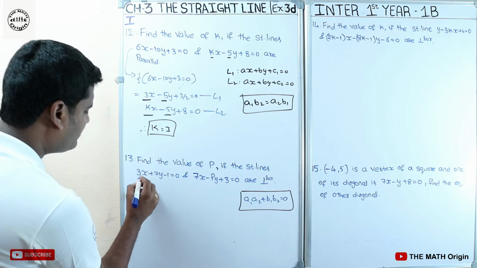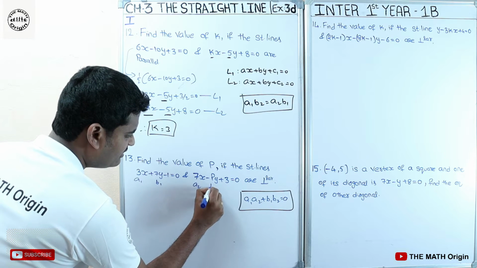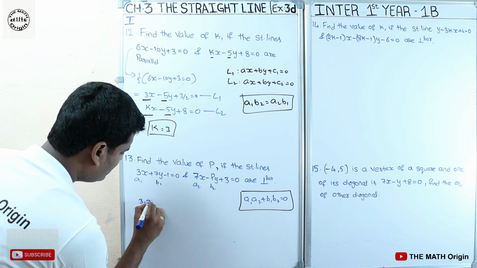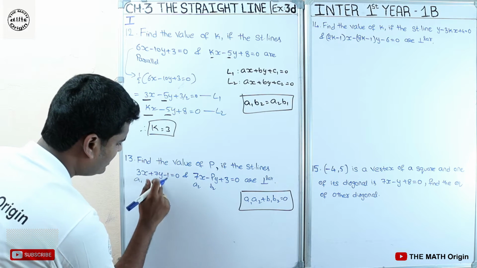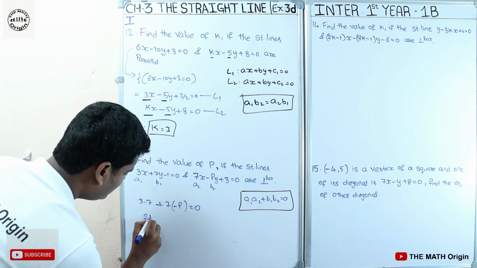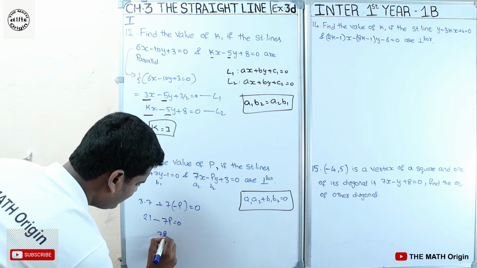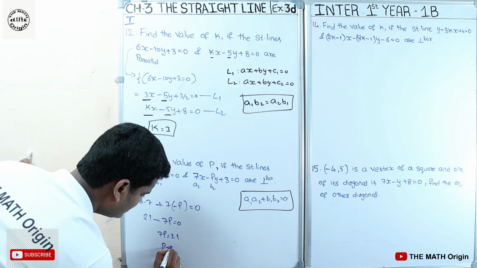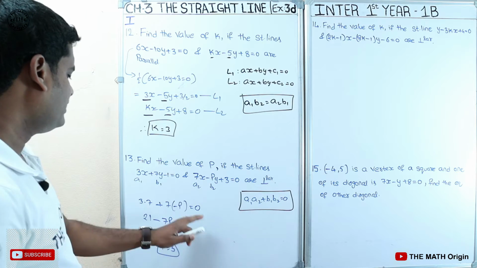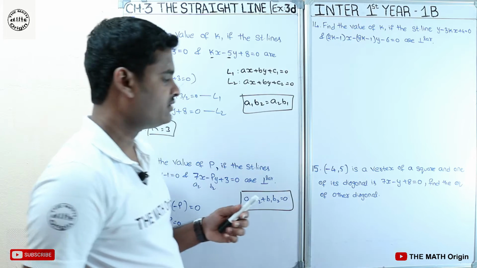So I will substitute. From this we know this is A1, this is B1, this is A2 and this is B2. So the A1 A2 value is 3 into 2, plus B1 value is 7 and B2 value is minus P, equals to 0. So 7 times 3 is 21, minus 7P equals to 0. 7P equals to 21, P is equal to 3. Therefore the P value is 3. With this we completed the 13th question.